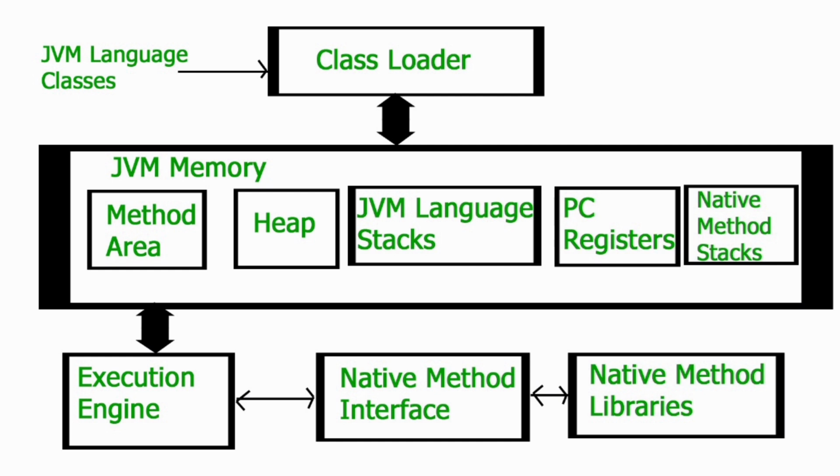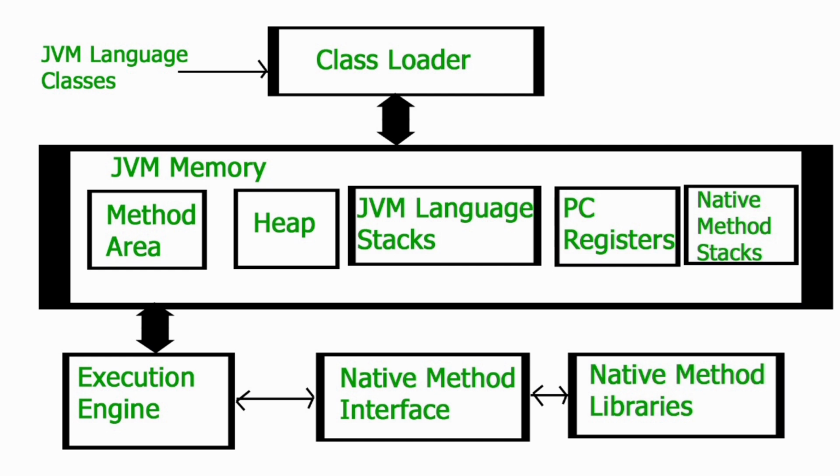Next, we'll move on to the Java stack. Each thread has a private JVM stack created at the same time as the thread. It stores frames which hold local variables and partial results and play a part in method invocation and return. And next, we'll go with PC registers. Each thread has its own program counter which holds the address of the currently executing JVM instruction. Next, we'll move on to the native method stack.